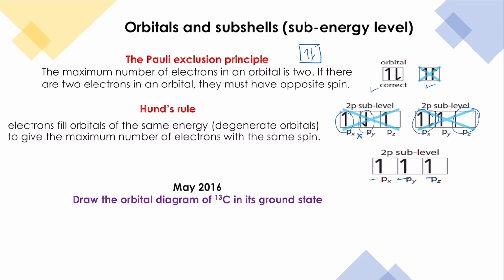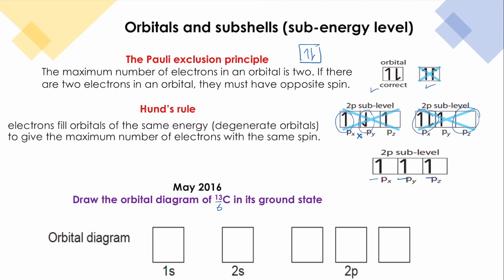In May 16, they asked the students to draw the orbital diagram of C13 in its ground state. Of course, 13 is the atomic mass, the atomic number is 6, and they gave them the following boxes. What you should do is distribute the 6 electrons, so you will write 1, 2, 3, 4, 5, 6.